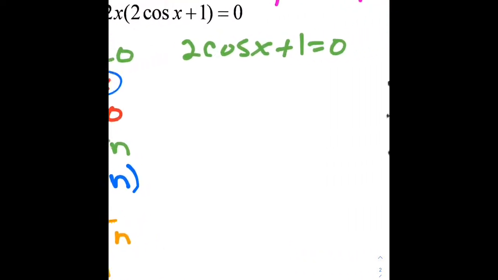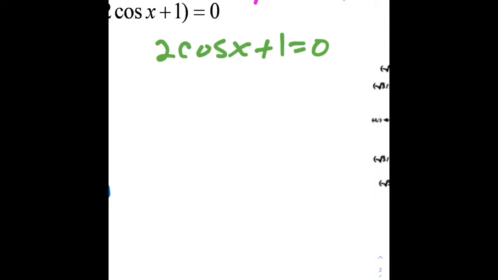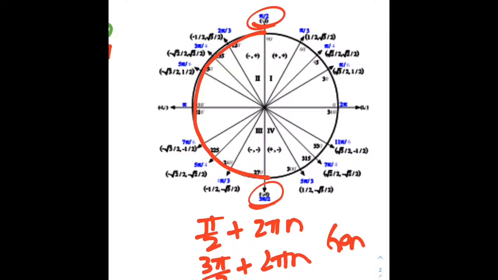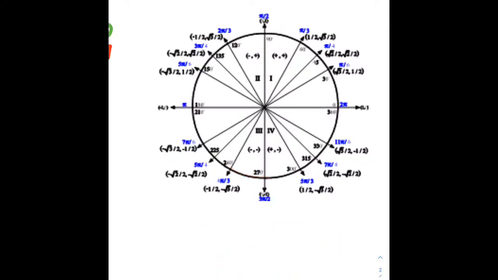Let's talk about the 2 cosine x plus 1 equals 0. I'm going to subtract 1 from both sides and divide by 2 so that we end up with cosine of x is equal to negative 1/2. We know that cosine is negative in the second and the third quadrants. So where do you have cosine x equal to negative 1/2? You have that at 2 pi over 3 and at 4 pi over 3.